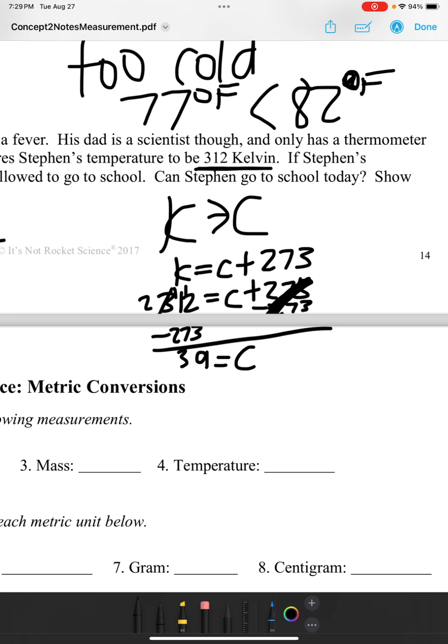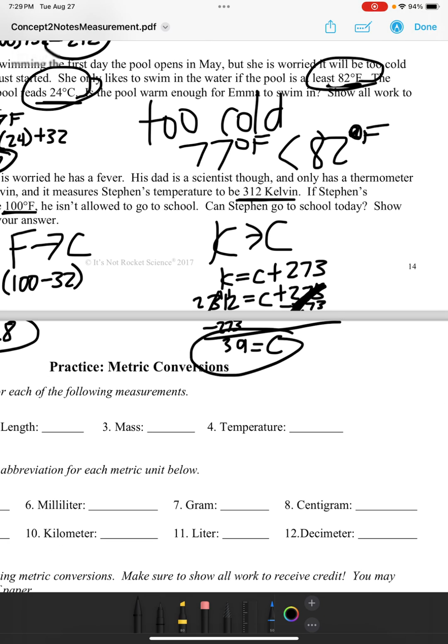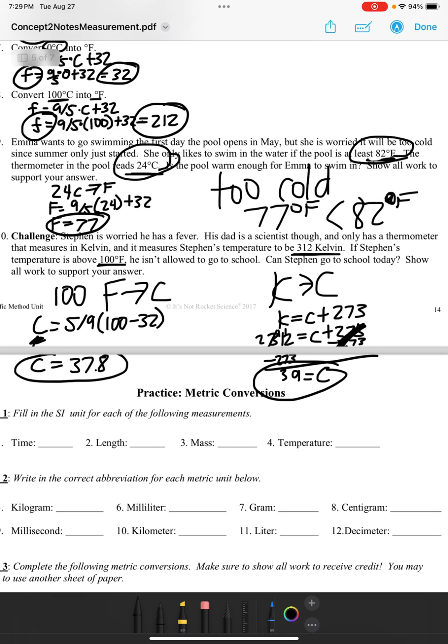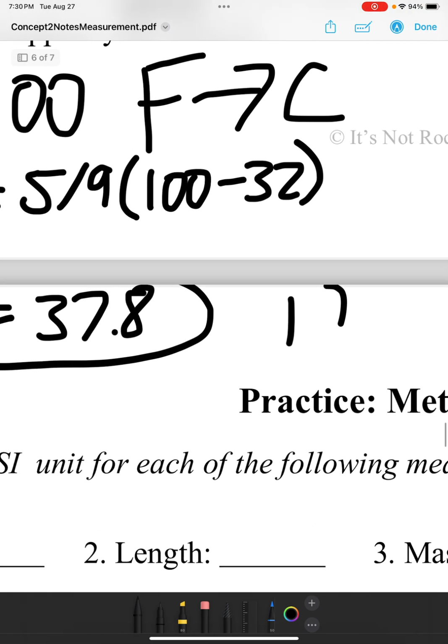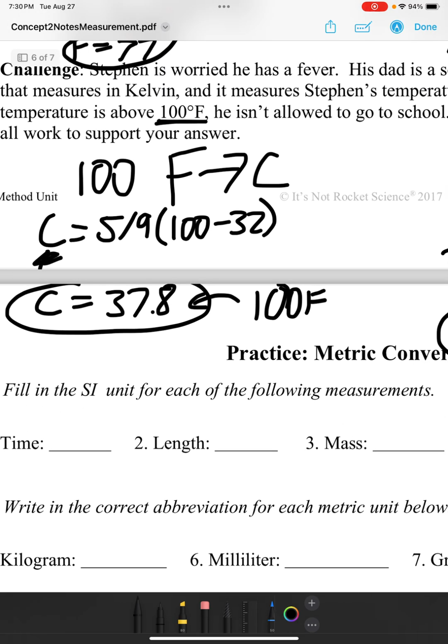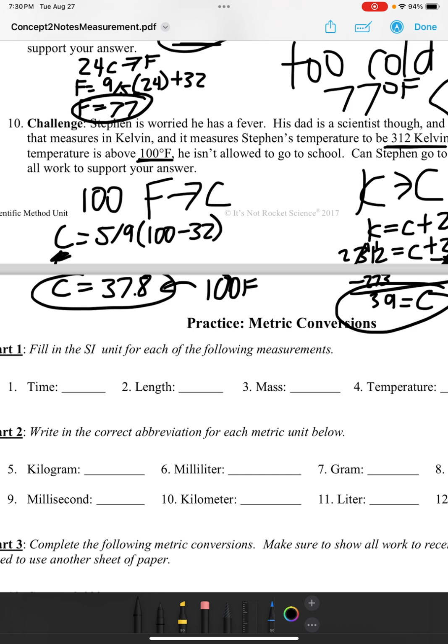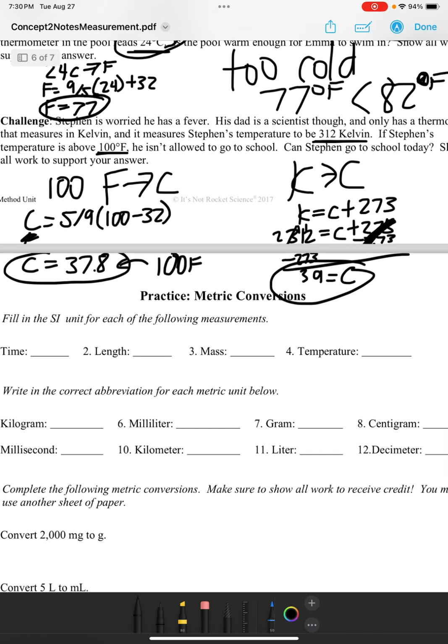Okay, so now we just have to compare these. It says it has to be above 100 degrees Fahrenheit for him to not go to school. And we know that 100 degrees Fahrenheit is the same as 37.8 degrees Celsius. So the temperature outside is 39 degrees Celsius. That means it's hotter than the 37.8 degrees Celsius. So he shouldn't be allowed to go to school, because it's slightly over the 100 degrees Fahrenheit, or slightly over the 37.8 degrees Celsius.